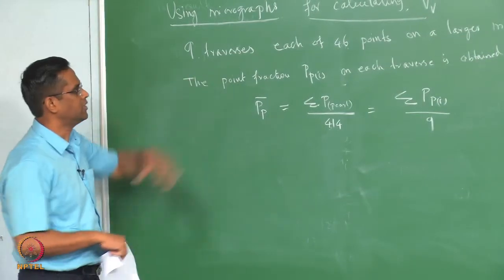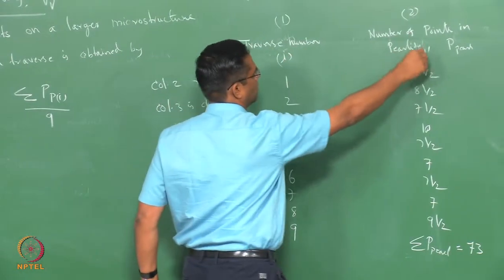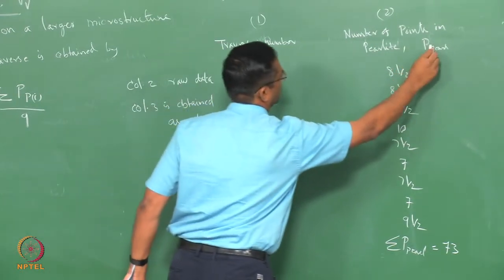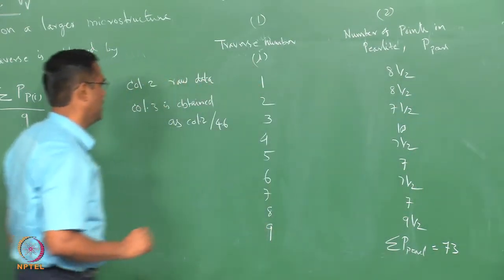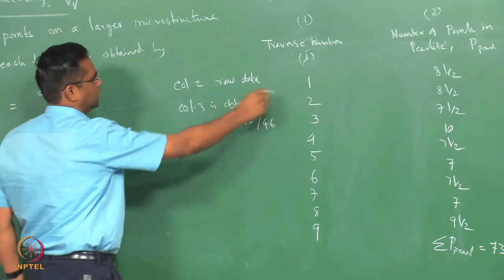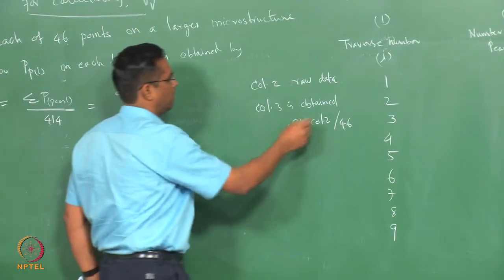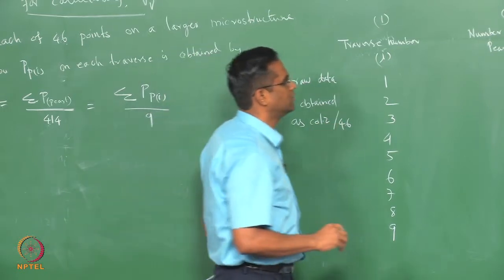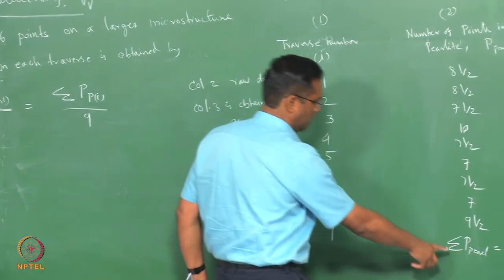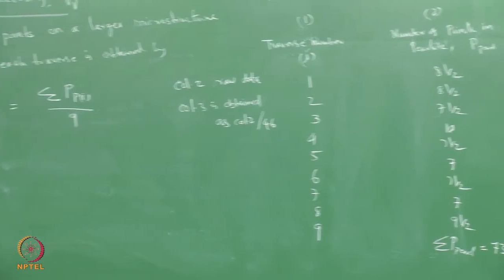The 9 traverses were used to obtain this data. This is the traverse number, column 1. Column 2 is the number of points in the pearlite, P pearlite. Column 3 is the point fraction, that is PP. So, column 2 is the raw data, that is, what we actually count from the micrograph. Column 3 is obtained by dividing column 2 by 46. So, you get this sigma P and then sigma PP. So, you substitute that here.